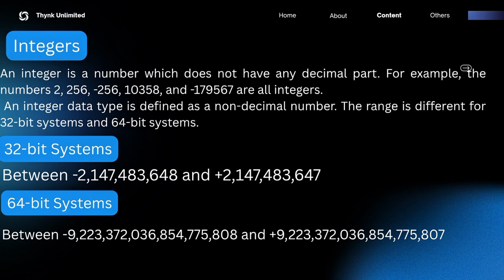For 64-bit systems, on modern 64-bit systems, PHP supports a much wider range for integers. The valid range is -9,223,372,036,854,775,808 to 9,223,372,036,854,775,807. This allows developers to handle very large numbers, such as database record IDs, timestamps, or even big mathematical computations without losing precision.